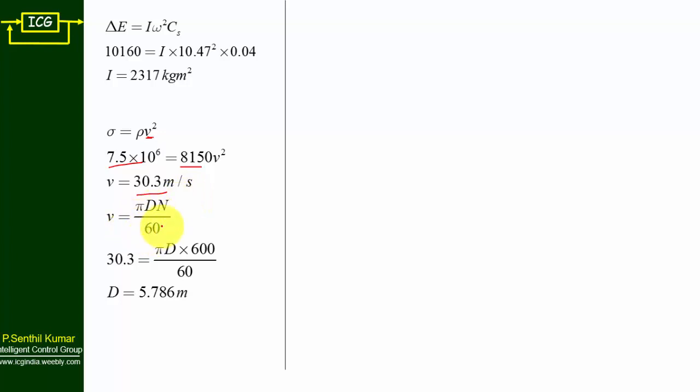So velocity equal to pi d N by 60. This is the standard formula for velocity. In that N is also known, the average speed, then pi d by 60. So d is unknown. So we need the diameter. So diameter equal to, apply all those parameters. Finally you will get a diameter of 5.786 meter. So this is the value of the diameter of the flywheel.